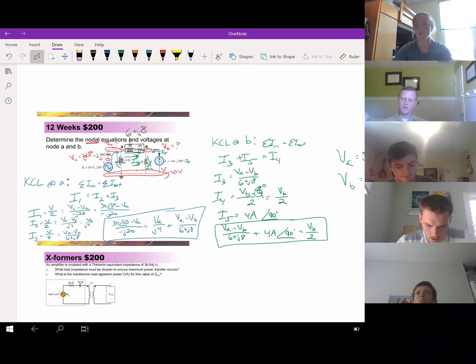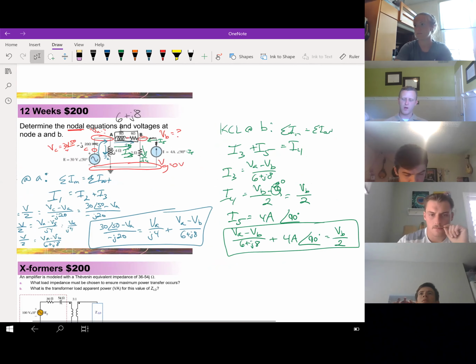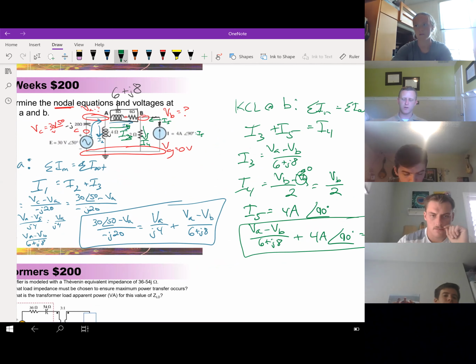If I was to do it by hand, I would multiply everything by negative J20 until I had everything on top on this side, and multiply it by J4 and multiply it by 6 plus J8. And then I would just let the calculator do the work on some of those things. I put it all on one side and multiply by those out till all my denominators canceled out essentially. And then I would plug in one of my VAs or VBs back in over here. That's the substitution if you're not doing matrices.